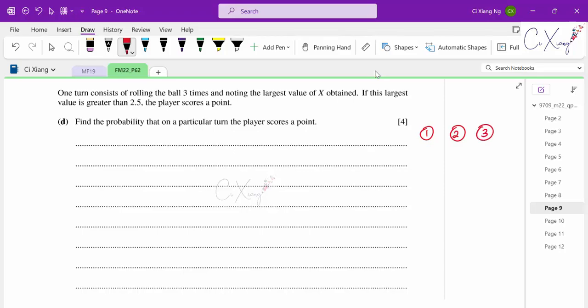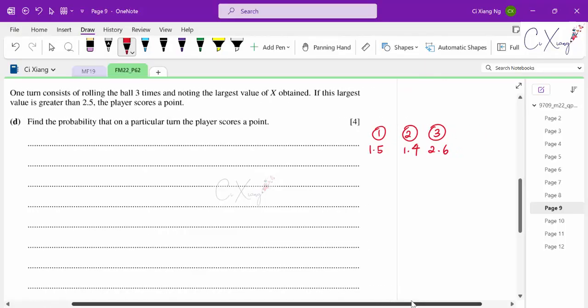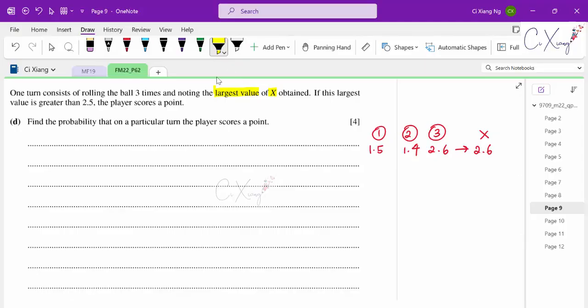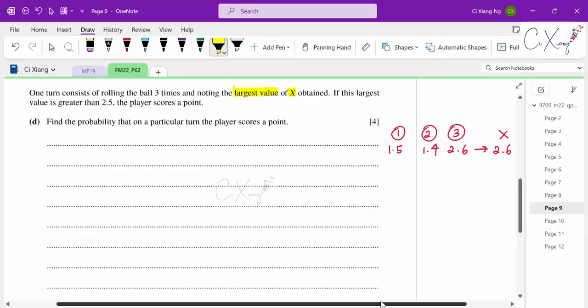Let's say the first time, my ball rolls 1.5 meters. The second time, my ball rolls 1.4 meters. And the third time is 2.6. For these 3 rolls, the result is that x equals 2.6, because x is the largest value of the 3 throws. Out of the 3 throws, the largest value is 2.6, therefore for this particular turn, x equals 2.6. That's the meaning of x here.